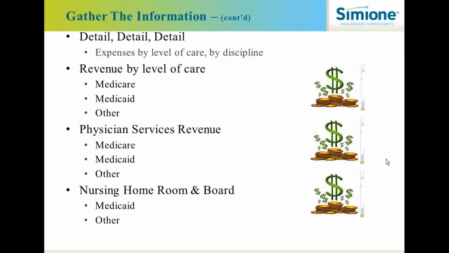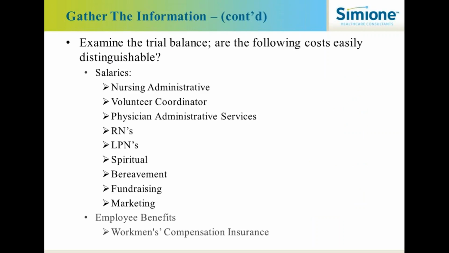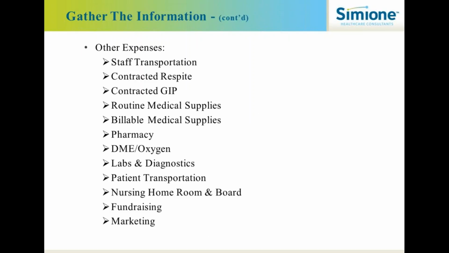So now let's talk about some of the other expenses that we are going to need and we'll have to look at. Staff transportation, your contracted respite and contracted GIP, your routine medical supplies, your billable medical supplies, your pharmacy costs, your DME and oxygen, labs and diagnostics, patient transportation, nursing home room and board, fundraising, and marketing costs. Next slide, please. So here, this next slide, you can see what all the worksheets are within the new cost report. Some of the key changes here you'll see is if you look at worksheets A1 through A-4, there is now a separate worksheet for each level of care.